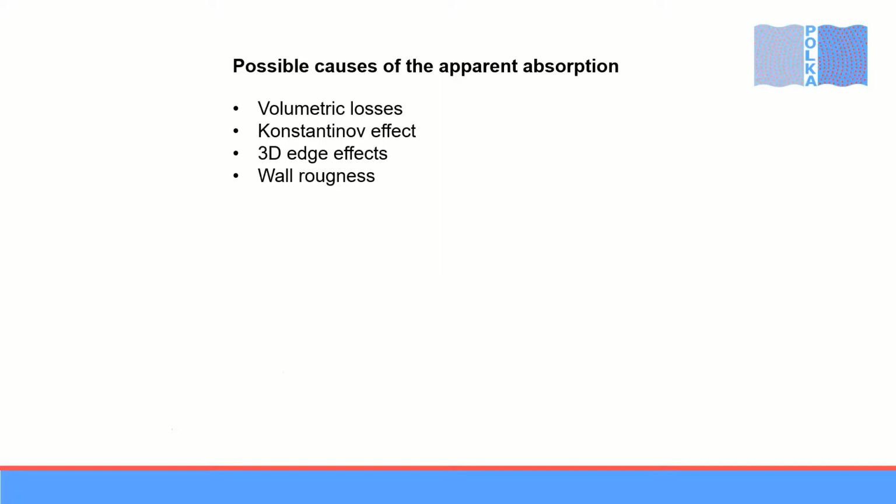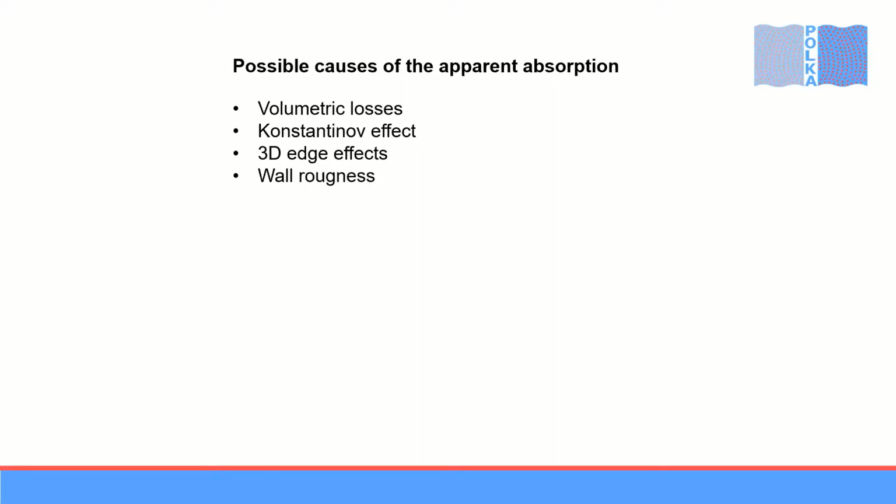So at the end, there were some more theories about the possible causes of this apparent absorption. Could it be so-called volumetric losses? That is not just losses at the walls, but losses in the main volume of the fluid. There's something called the Konstantinov effect, which has to do with boundary layers on the surface between 2 fluids, basically, but it could possibly also be used for the surface between a fluid and a solid.